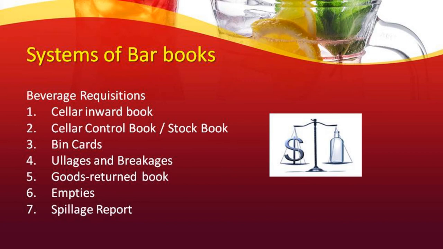The term ullage is used to cover all substandard beverages such as bottles of weeping wines, bottles of wine with faulty corks, unfit barrels of beer, etc., which, whenever possible, would be returned to the supplier for replacement. Breakages of bottled beverages usually occur by mishandling by the cellar and bar staff.